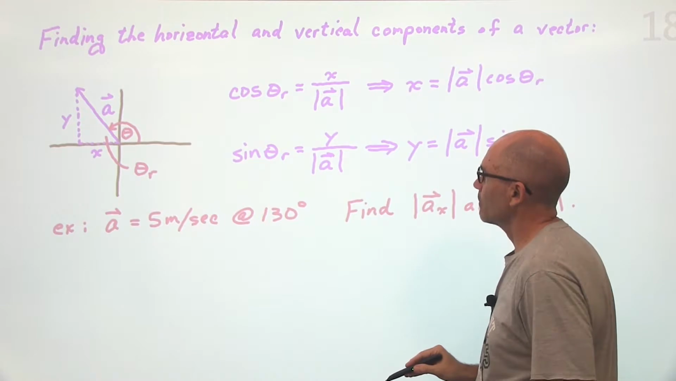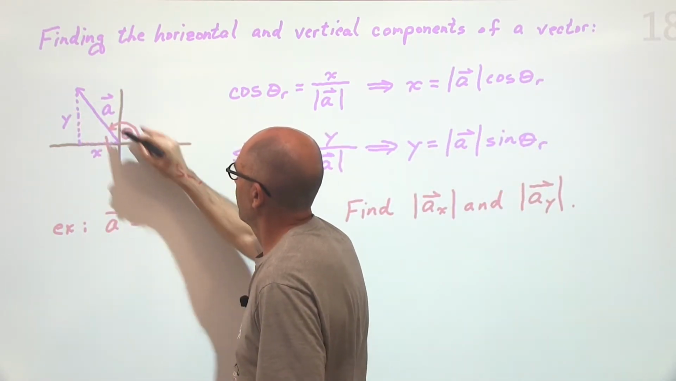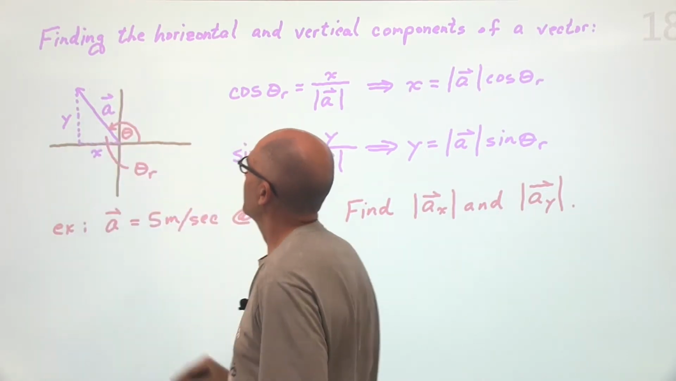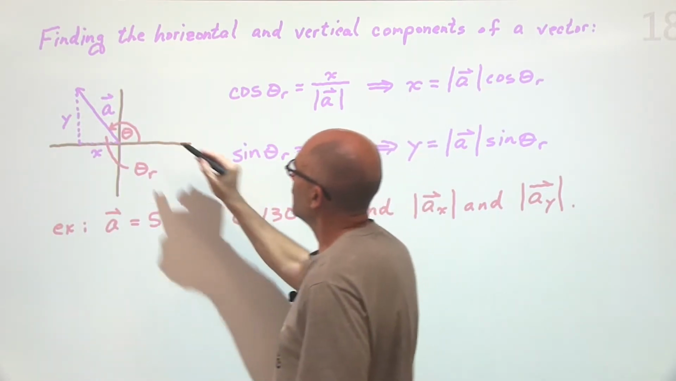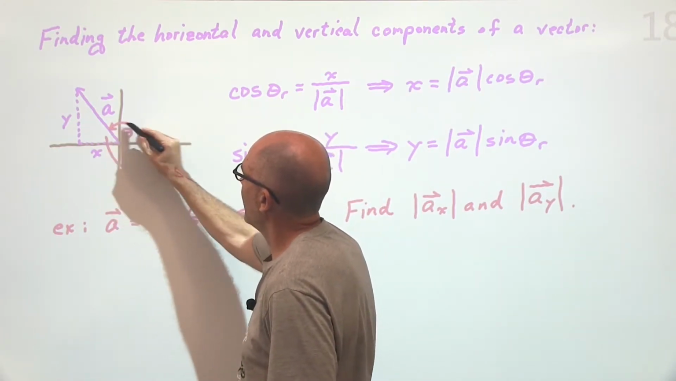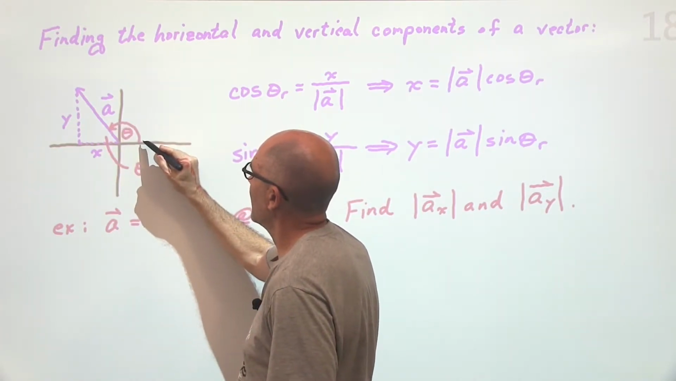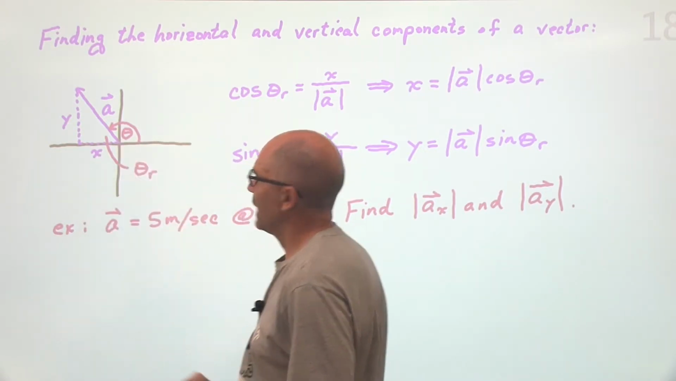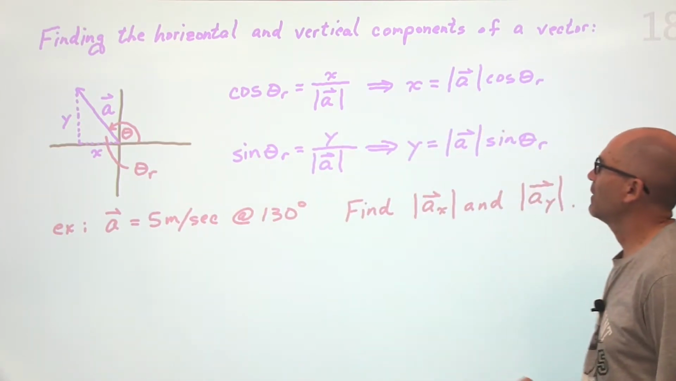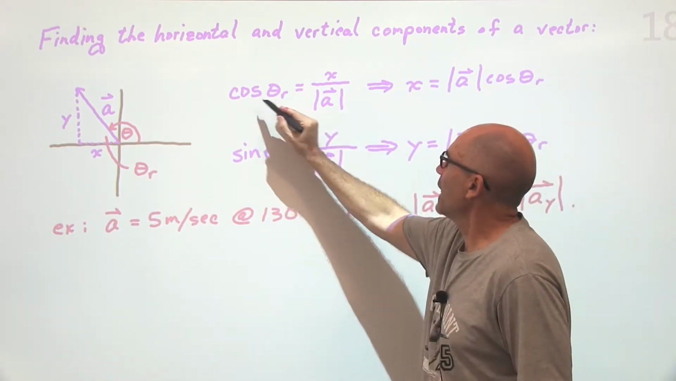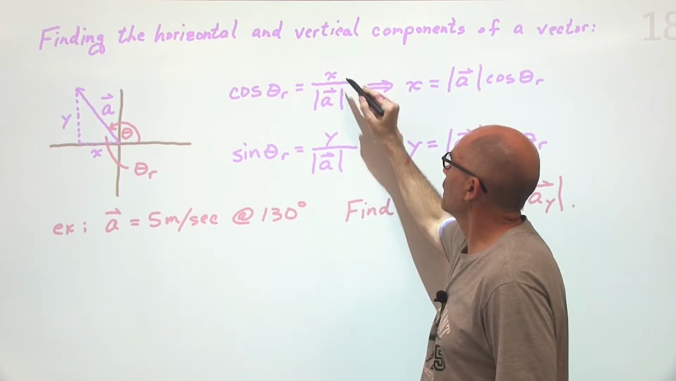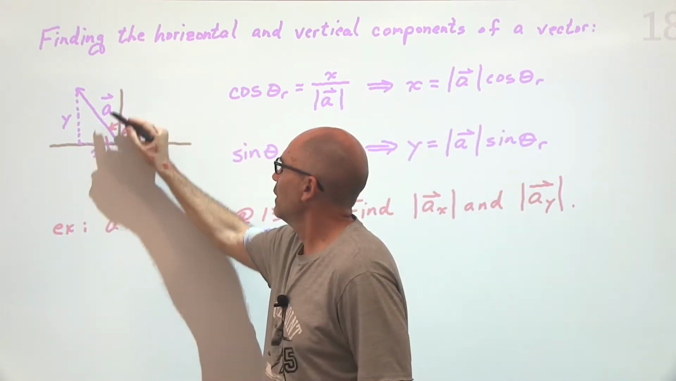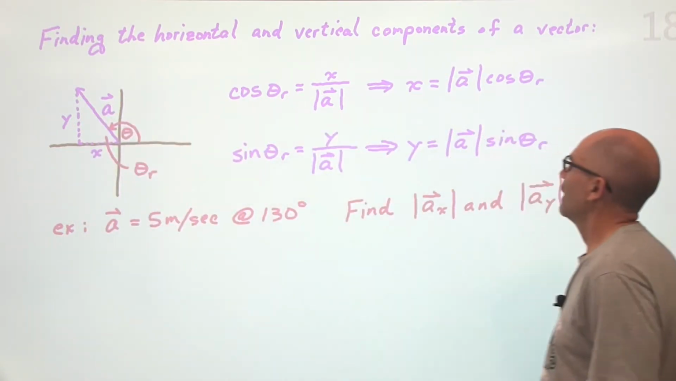So notice, here's vector A. It goes left some x value and up some y value. Now we're going to say theta is the whole angle all the way to vector A. So that's really the angle we're looking for. Theta sub r is the reference angle for vector A. So notice cosine of theta sub r is x over the magnitude of vector A. Adjacent over hypotenuse is cosine.